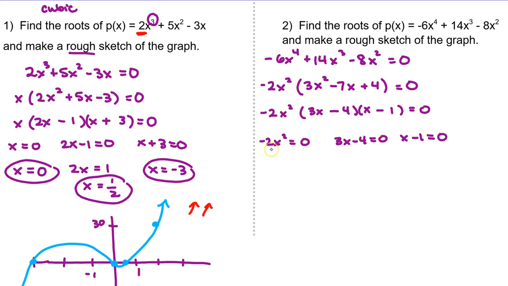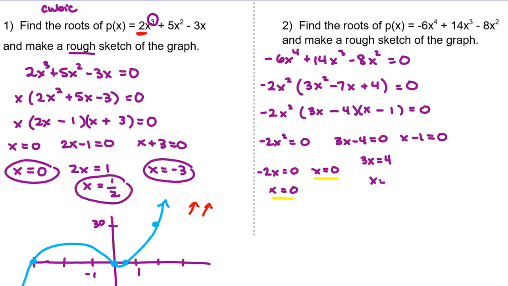Okay, technically you could factor the negative 2x squared. You could think of it as negative 2x and x. So technically you get two roots there. You get x equals 0 once, and you get x equals 0 again. So we call that a double root, and it's going to have some significance with the graph.